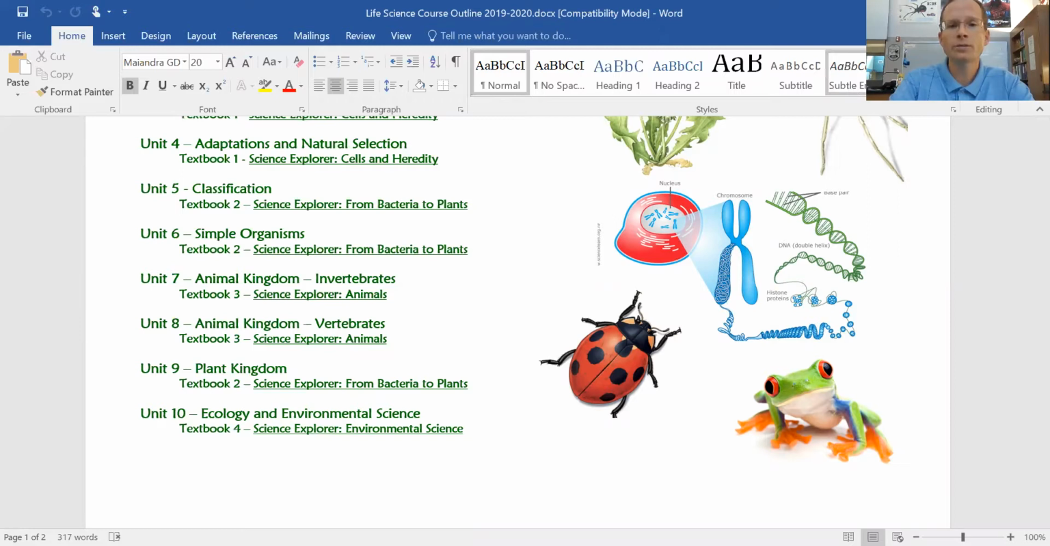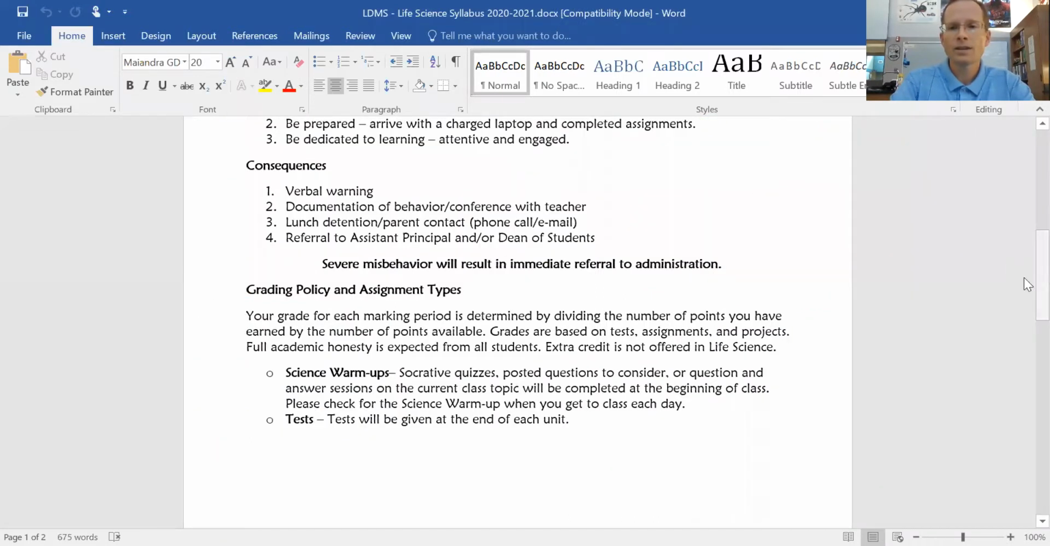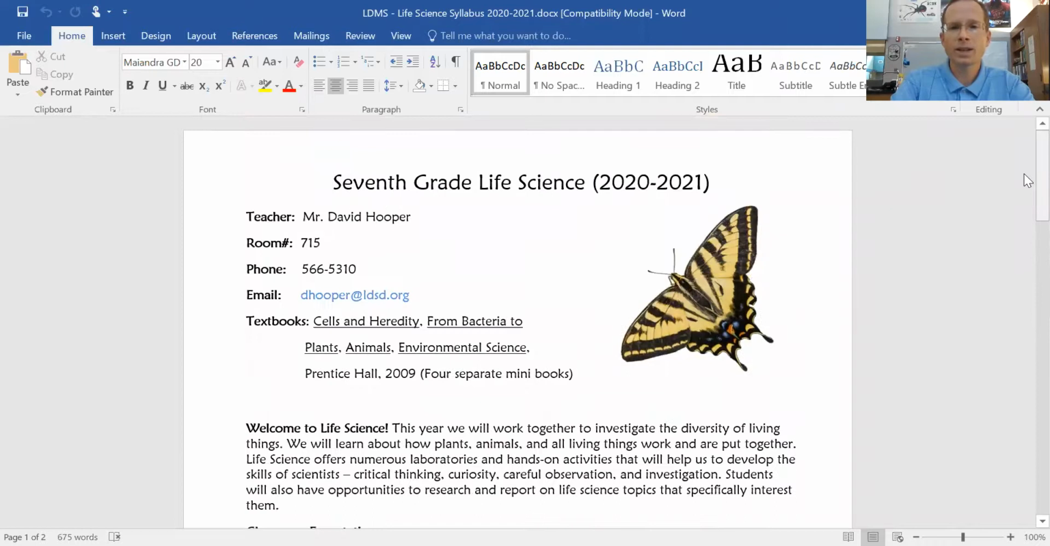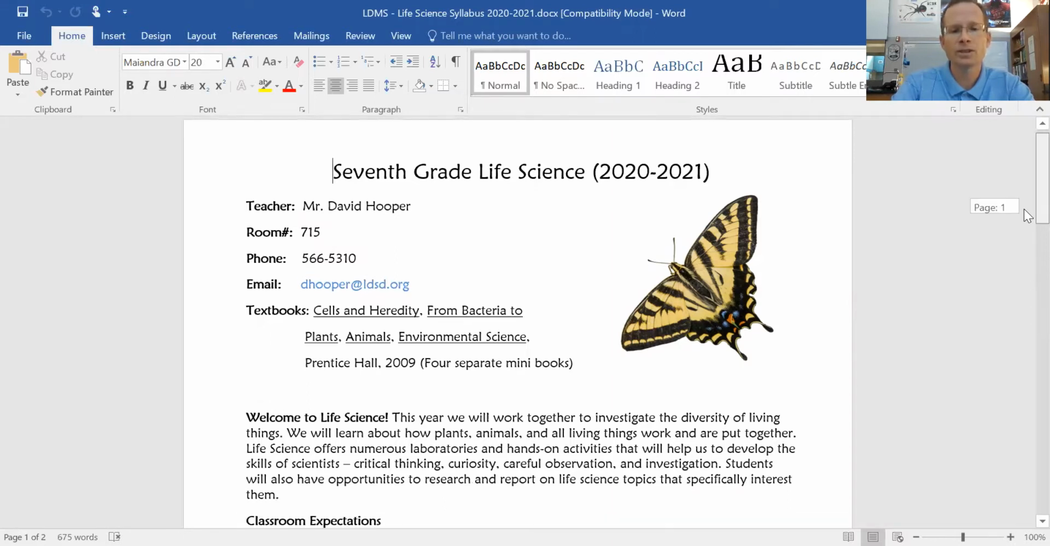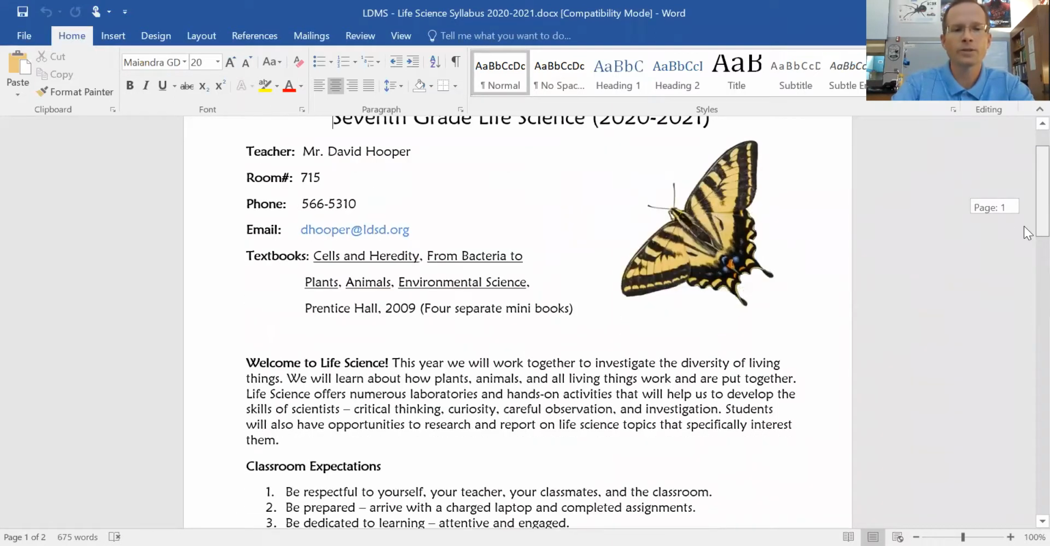What I thought I would also do now quickly is show you the syllabus. Now, the syllabus can be found in Canvas, which I'll show you at the end here. But 7th grade science, again, talks about what we do in life science, the study of life, the study of living things, and what makes up living things. How do they function? How do they work? How are they put together? A lot of investigation and just hands-on experiences for students.